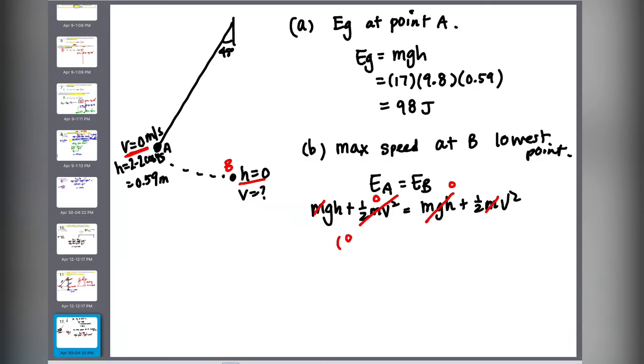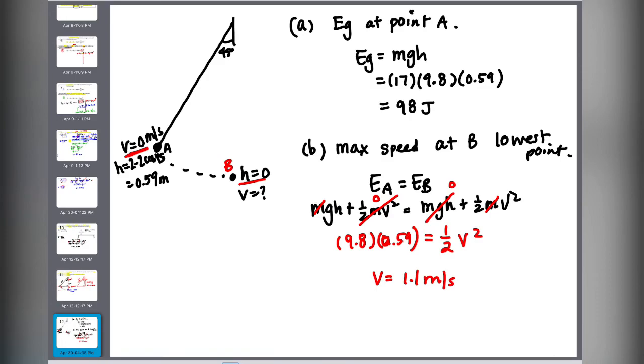And I'm going to plug in numbers. So g is 9.8 times the height, which we got from before, 0.59, equals 1/2 v squared, and we solve for v. So that times 2, take the root. I got the speed to be 1.082, so with 2 sig digs, 1.1 meters per second.